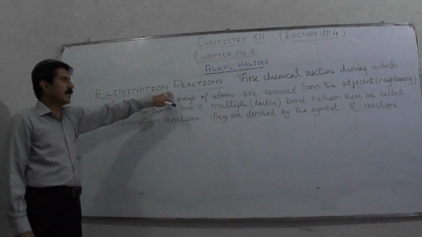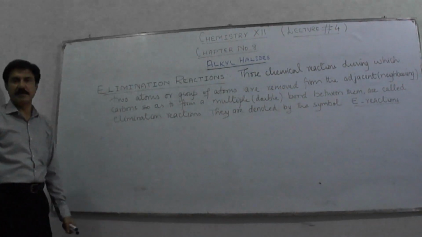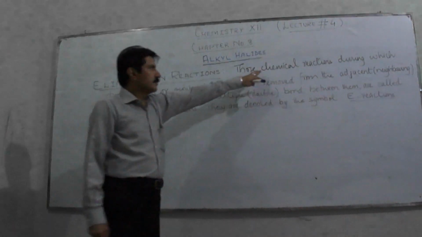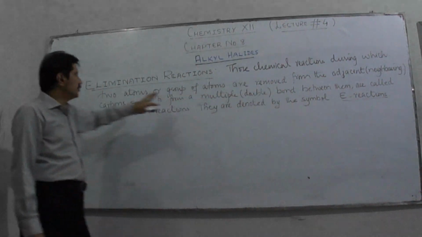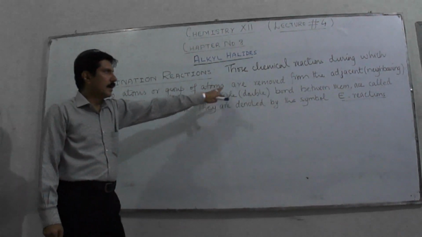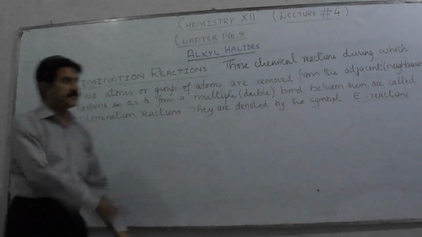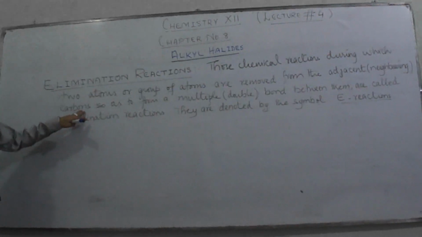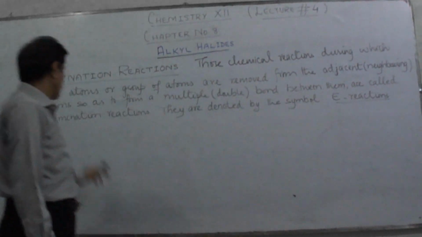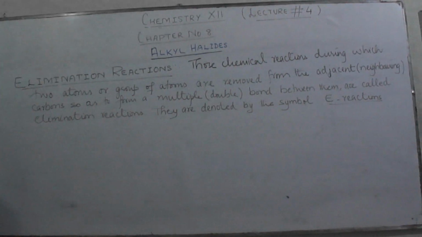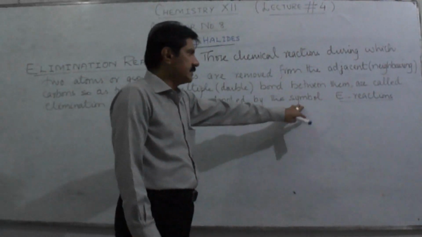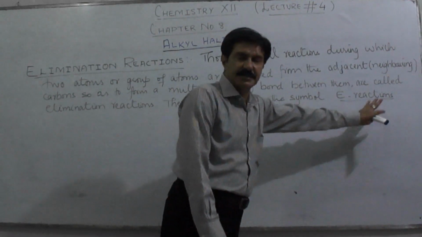Dear students, as far as the definition of the term elimination reaction is concerned, we can define these reactions as those type of chemical reactions during which two atoms or group of atoms are removed from the adjacent or neighboring carbons so as to form a multiple bond, means double bond between them, are called elimination reactions, and the elimination reactions are generally symbolized as E reactions.